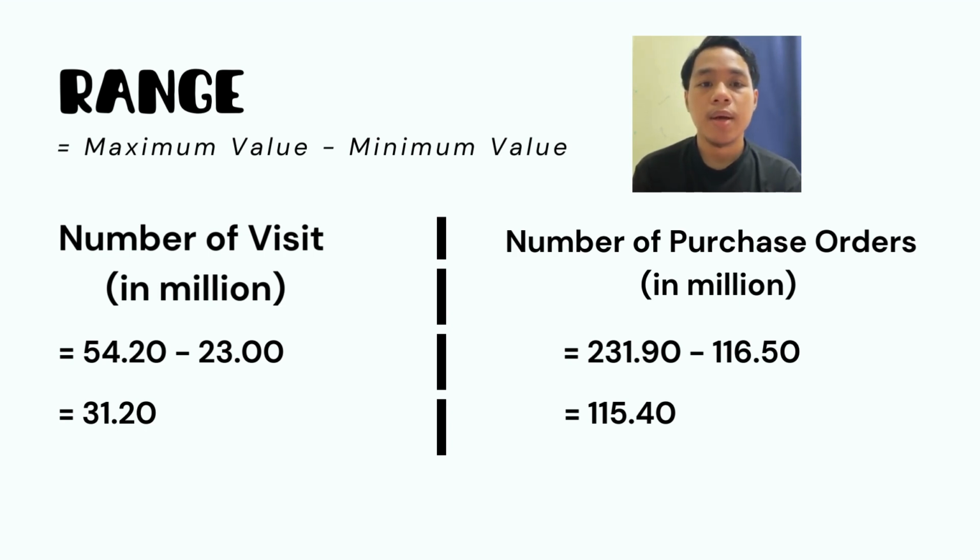And for the number of purchase orders, 231.90 millions minus 116.50 millions equals 115.40 millions. So we can conclude that the range of the number of purchase orders is higher than the range of the number of visits.